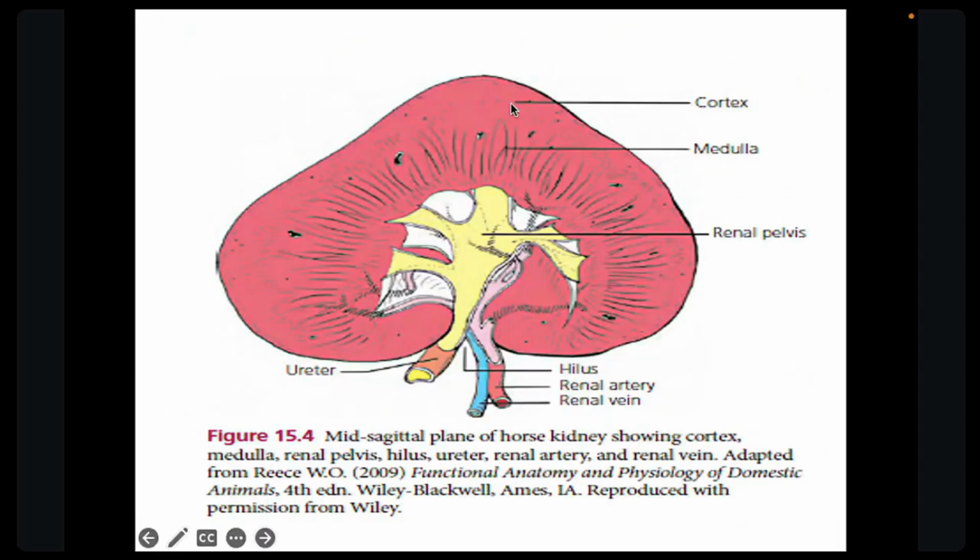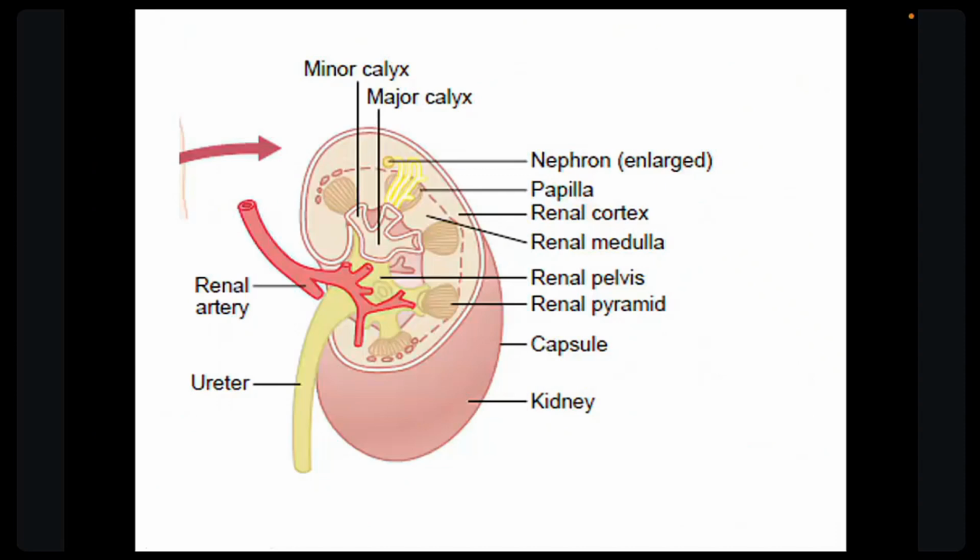This is the cortex of the kidney. This is the medulla of the kidney, and this is the renal pelvis. So whatever urine is being formed by the nephrons ultimately comes to this renal pelvis, and then is drained out through this ureter into the urinary bladder. If you go more anatomically, you can well appreciate this is a nephron. Now these are called the papillae, the renal cortex, the renal medulla. This is the renal pelvis, and this is the ureter, which is draining the urine into the urinary bladder.